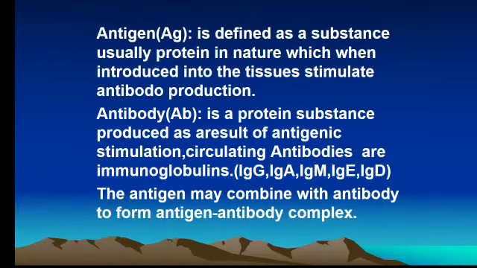Next slide. We have the antigen, Ag. The abbreviation of the antigen is Ag. It's defined as a substance, usually protein in nature, which when introduced stimulates antibody production. Most antigens are proteins. Some viruses are not protein, but they just use the virus mechanism to invade the body. The protein, when introduced into the tissue, stimulates antibody production.